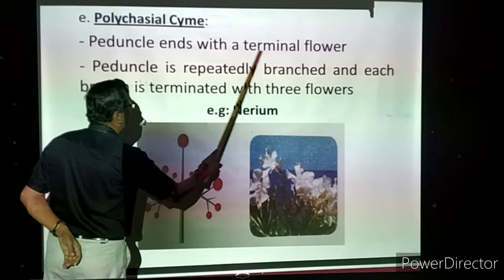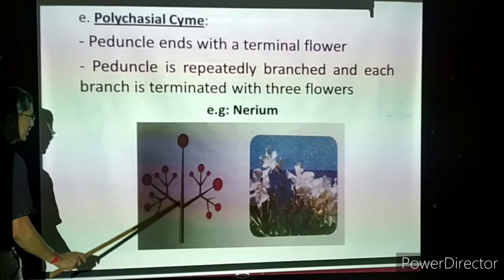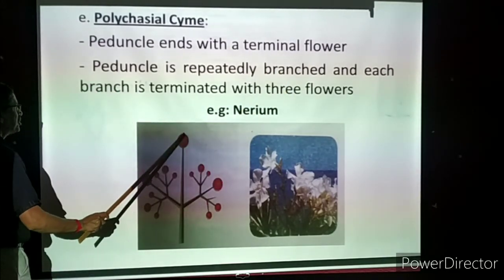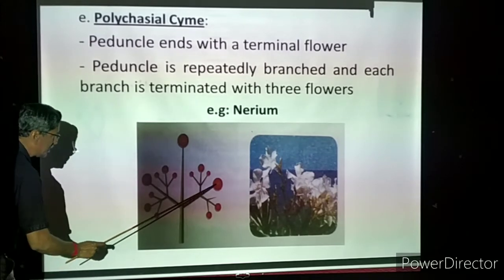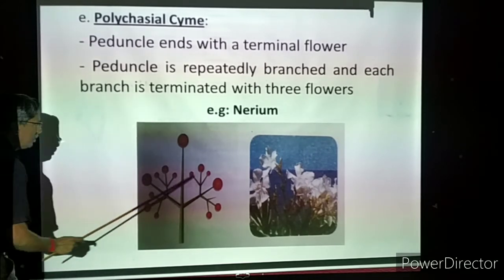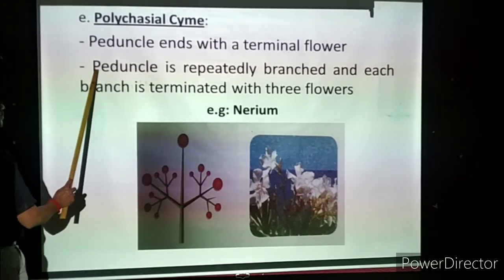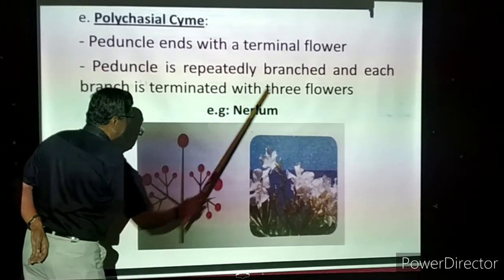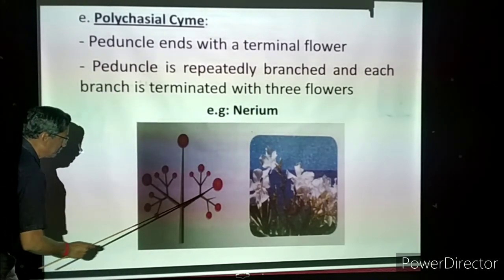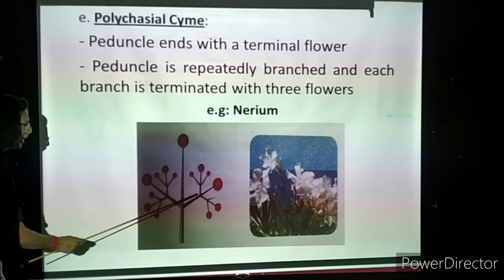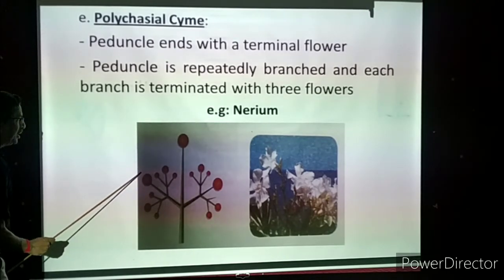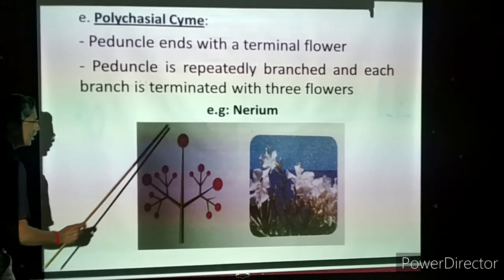The peduncle ends with a terminal flower as usual. This is a peduncle. It is ending with a terminal flower. Then 2 branches will be arising. Each one will be ending with a flower. So the peduncle is repeatedly branched. Now see that first type of branching. First set of branching, 2 branches, 2 flowers. Now these 2 flowers are younger than this.